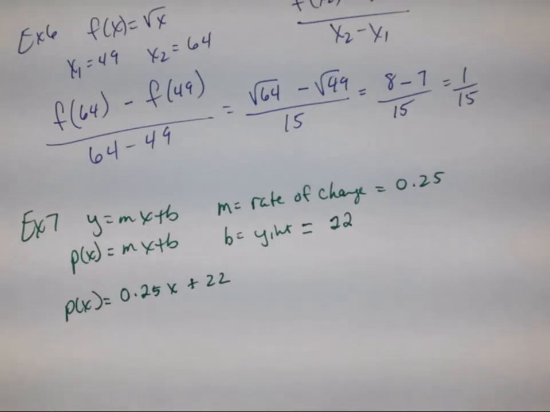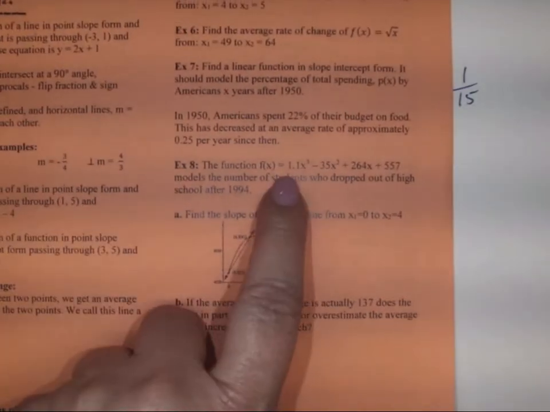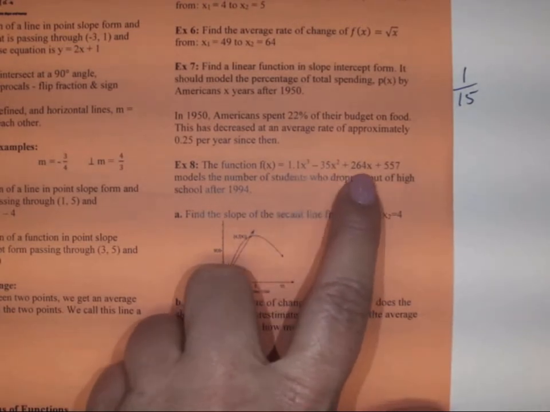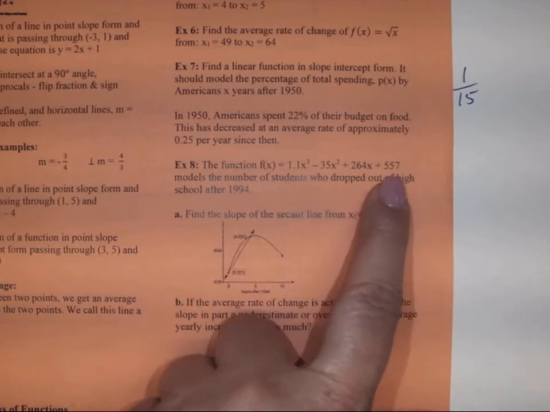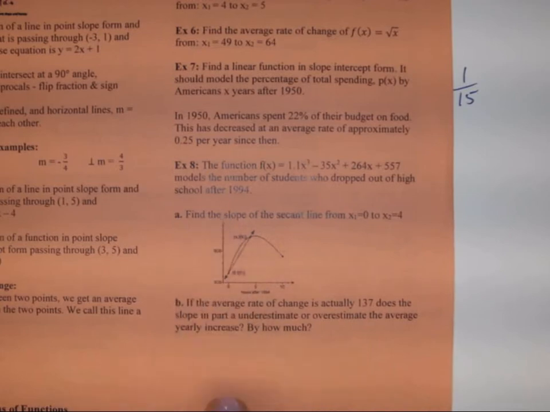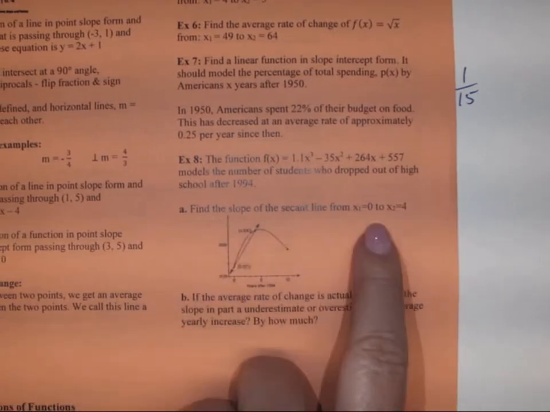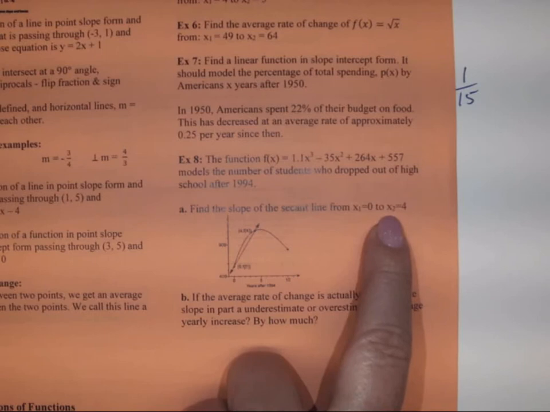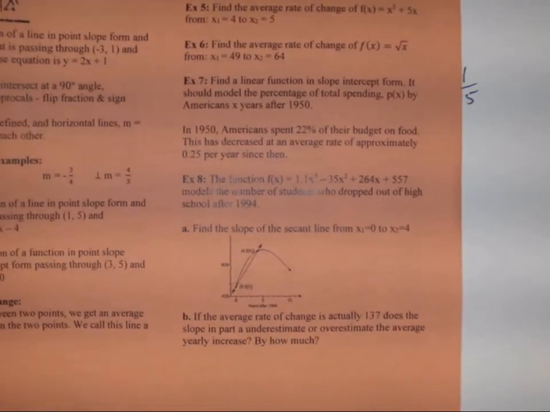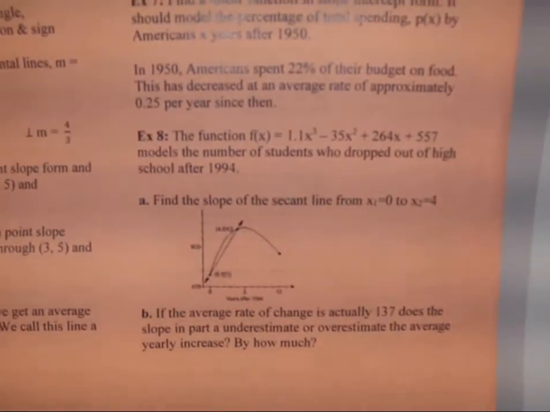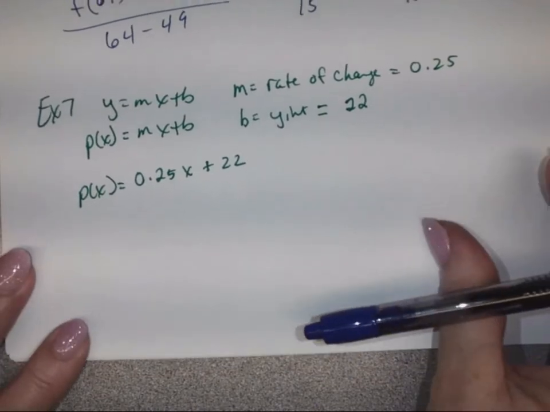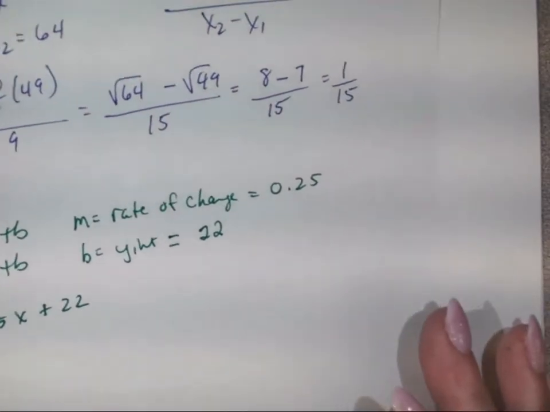All right, example 8. The function f of x is equal to 1.1x cubed minus 35x squared plus 264x plus 557 models the number of students who dropped out of high school after 1994. Find the slope of the secant line from x sub 1 to x sub 2. And then we're going to find the average rate of change. So, looking at example 8, I think we'll probably need another sheet.